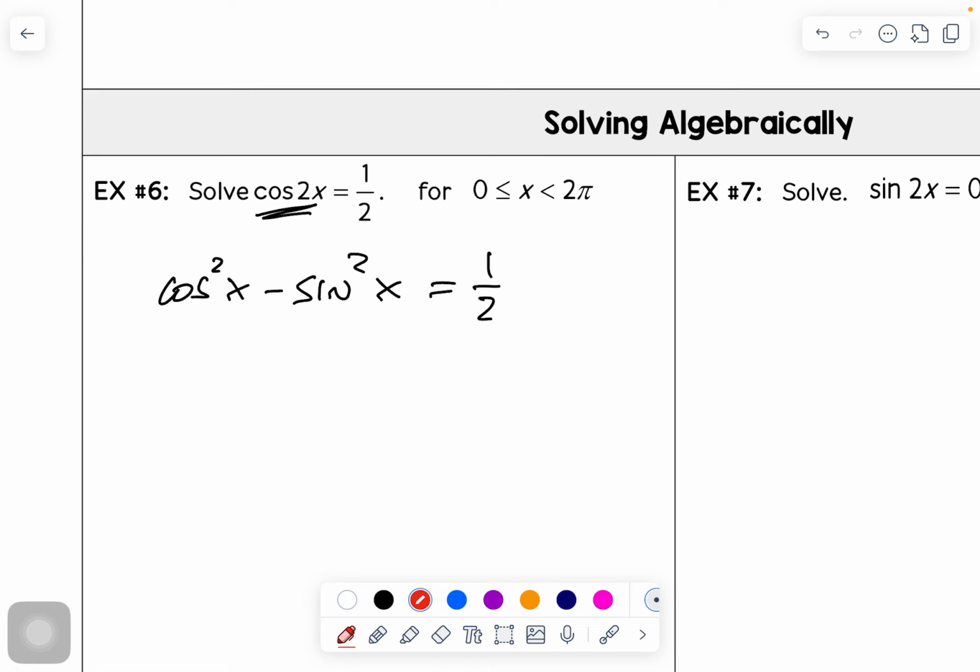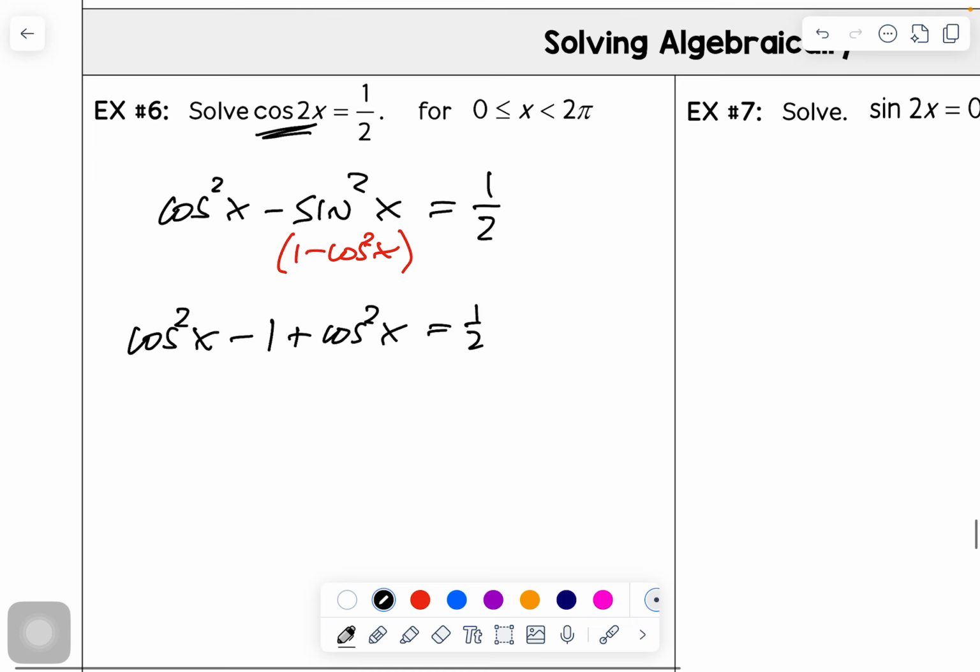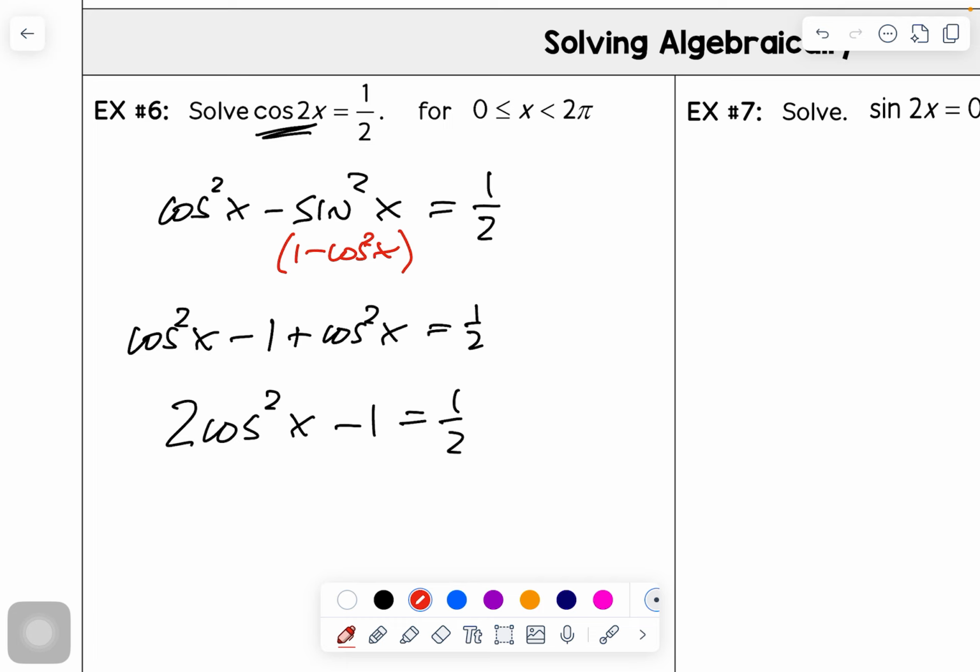So if I was doing this, I would probably replace the sine squared with 1 minus cosine squared. So I would have cosine squared x minus 1 plus cosine squared of x equals 1/2. Okay, and then if I combine like terms, I would have 2 cosine squared of x minus 1 equals 1/2. And now I'm solving it like an equation, right? I'm going to add 1 to both sides.